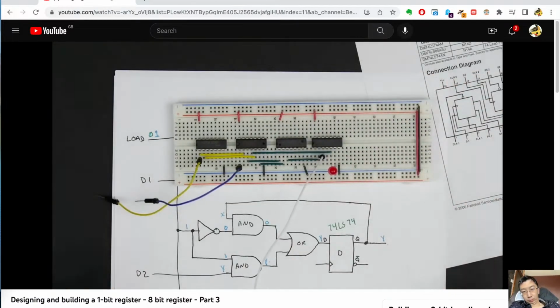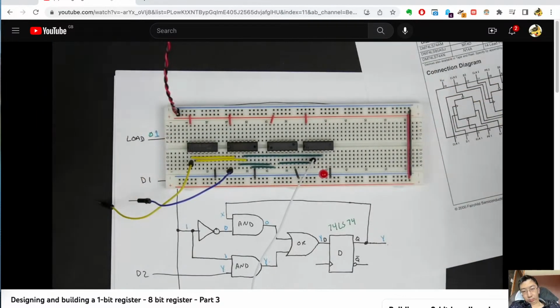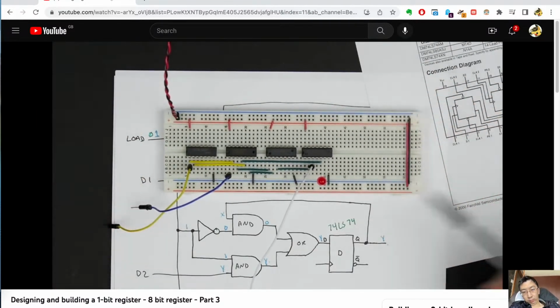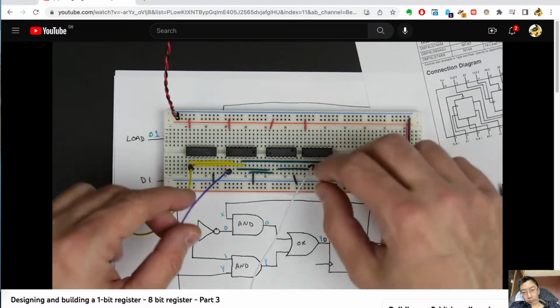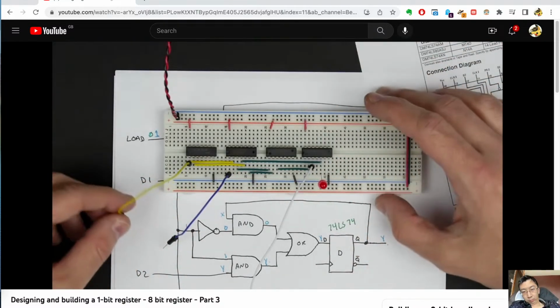That's this longer green wire. So we can hook this up and see what happens, and it looks like it appears to be nothing, but I guess there's a 0 stored here in our register. I guess this is a 1-bit register, I suppose.